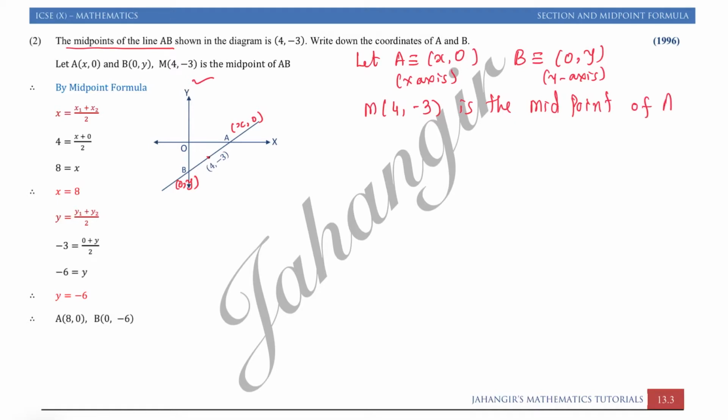Now we can say M(4, 3) is the midpoint of AB. So as you see, we can just write it down. This is x, y. This we can say x1, y1. This we can say x2, y2. Or you can say x, 0 and 0, y. So now we will write by the midpoint formula.